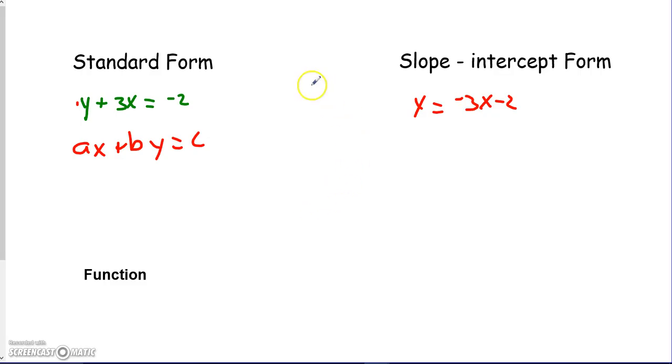What I want to point out is these linear equations are functions. Remember, we've learned about a function that has a domain and range. For every input, there is a specific output. So a linear equation is also a function. It has a domain and a range. So that's a little bit about linear equations, and in the next video we'll look at graphing them.